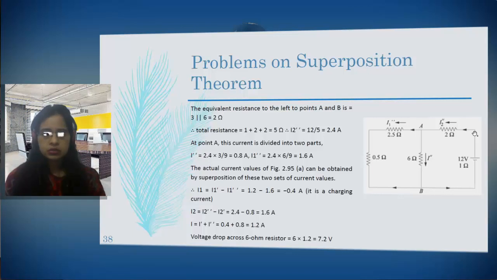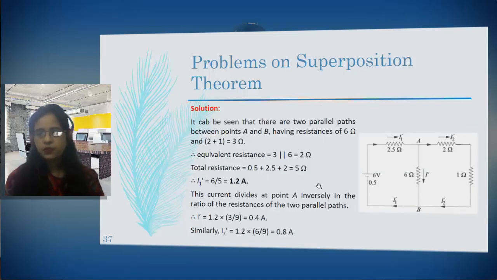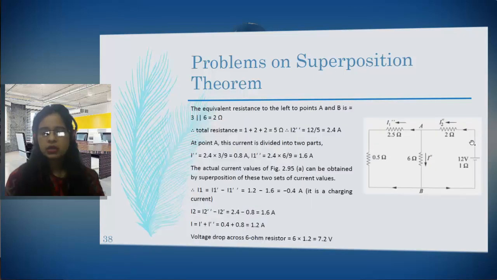Next, let us find out I2. Again, I2 will be the addition of I2 dash and I2 double dash. I2 dash is towards the right hand side, I2 double dash is towards the left hand side. Since they are in the opposite direction, they will be subtracted. So the overall current will be I2 double dash minus I2 dash. The value is 1.6 ampere. So this is the overall current which we have obtained for each and every branch.